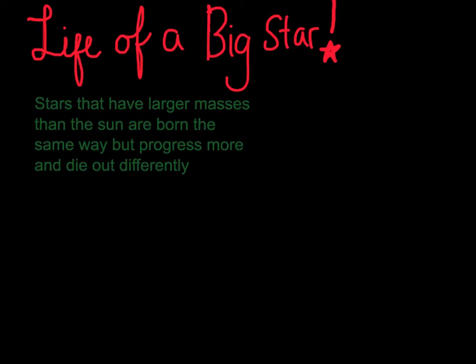Life of a big star. Stars that have larger masses than the sun are born the same way as other stars, but progress more and die out differently. So if they have greater masses, then their cores will be more dense and they will be hotter, and they can fuse helium into carbon and oxygen and then fuse those atoms into even heavier elements such as silicon and iron.